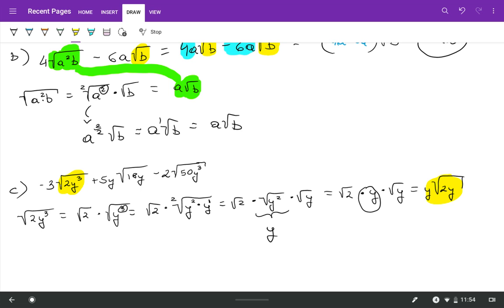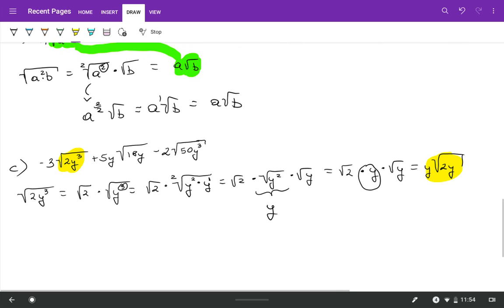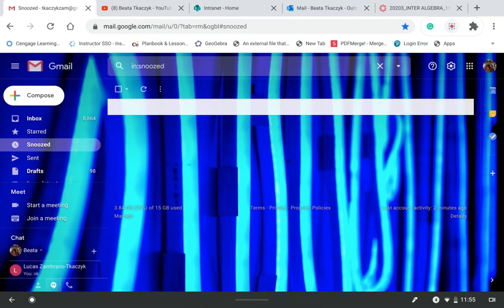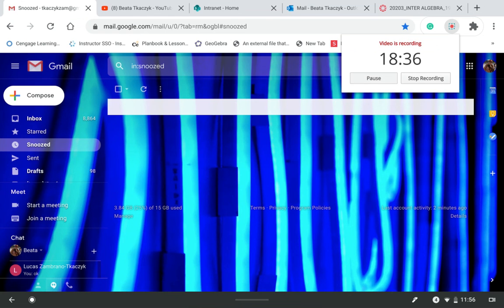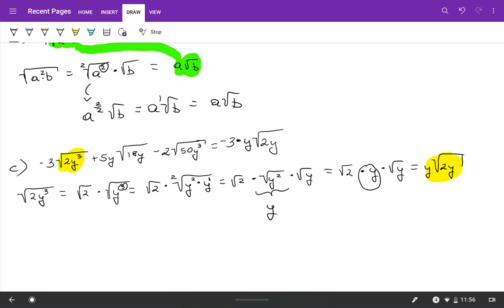I simplified this part. So let me just rewrite that. Don't forget that you still have that negative 3 times, and let's rewrite that as y square root of 2y.